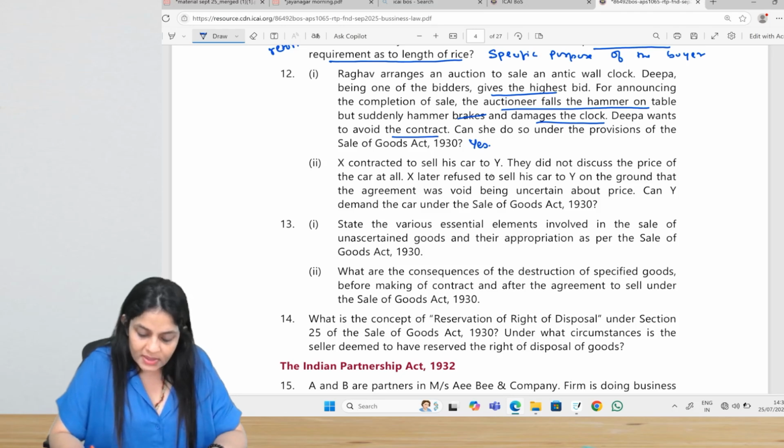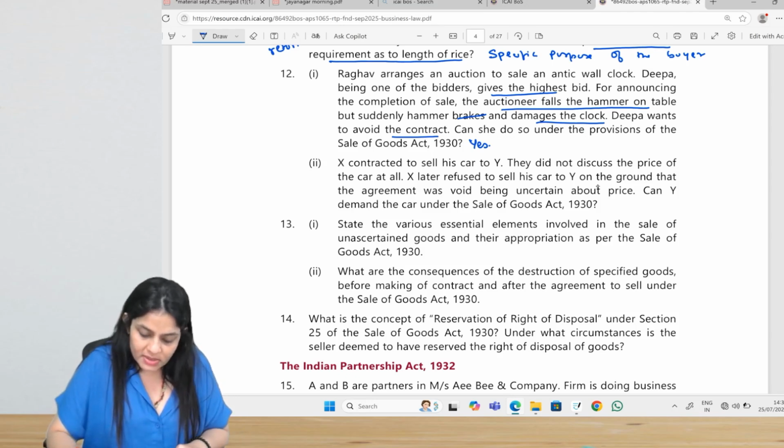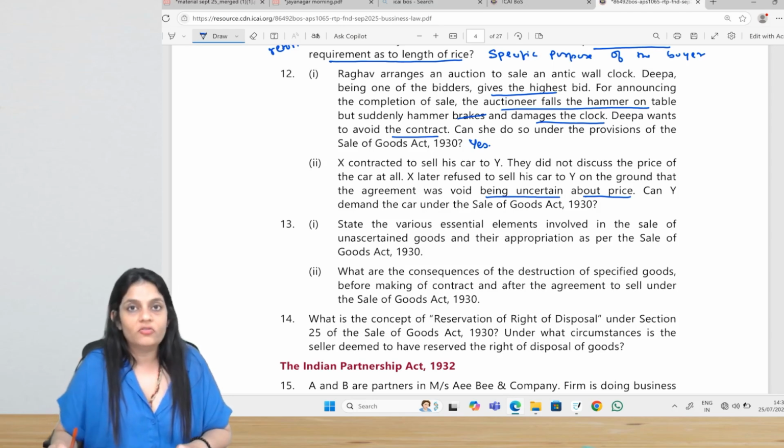X contracted to sell his car to Y. They did not discuss the price of the car at all. X later refused to sell his car to Y on the ground that the agreement was void, being uncertain about the price. Can Y demand the car under the Sale of Goods Act?